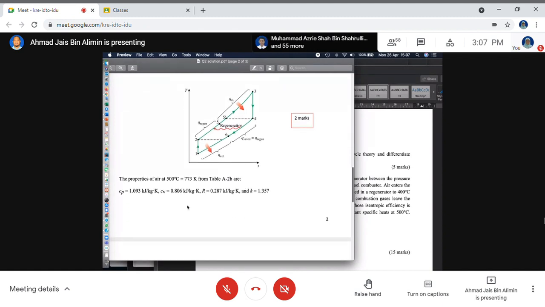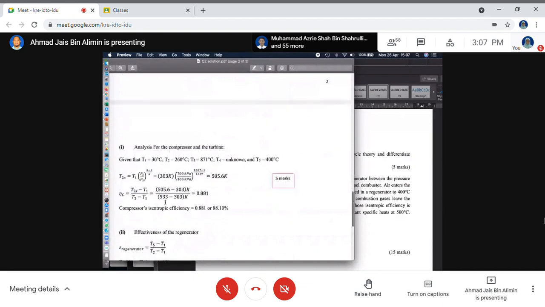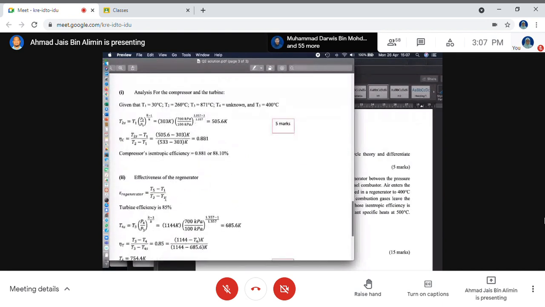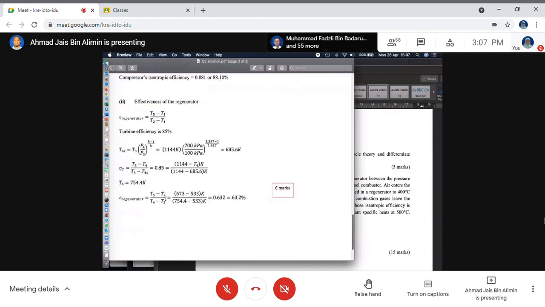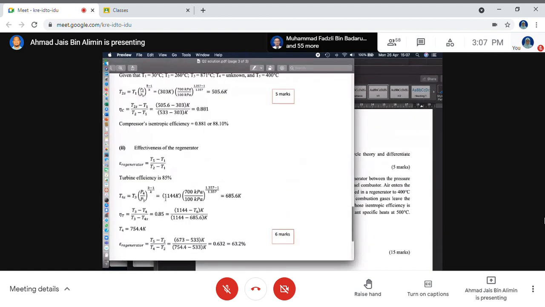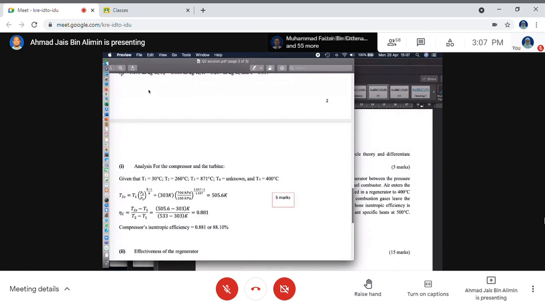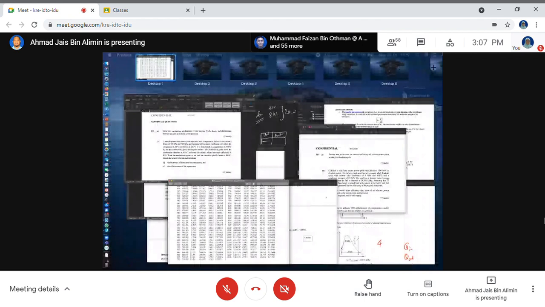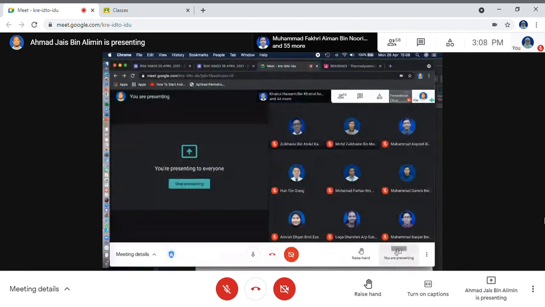Okay, so you get these properties. Okay, and then for the compressor, use the ideal gas equation and polytropic equations. Okay, the regenerator effectiveness is in the lectures and so on. That's it. Alright, going back to you, presenting.